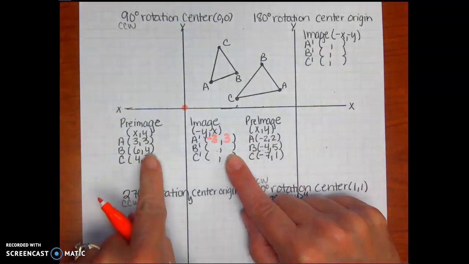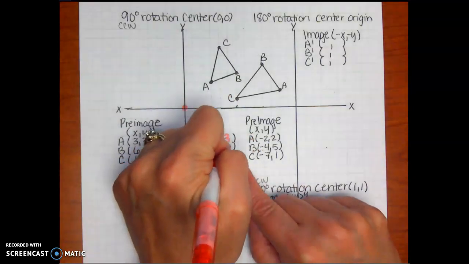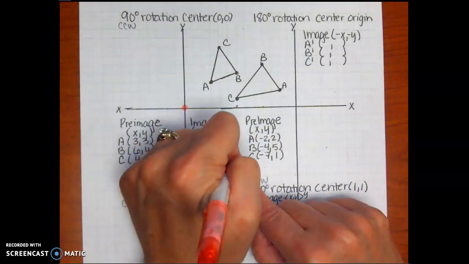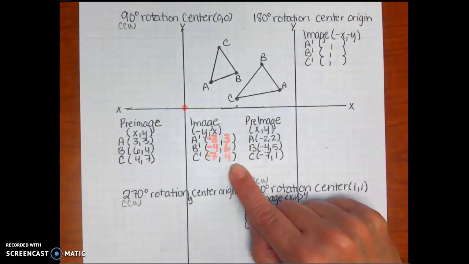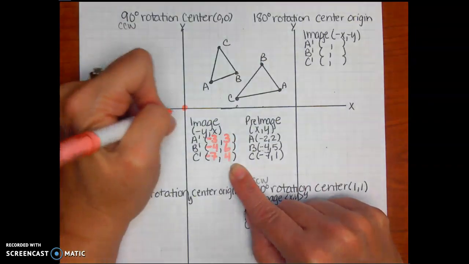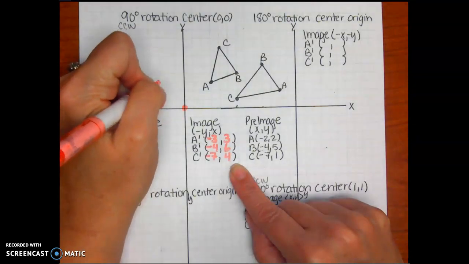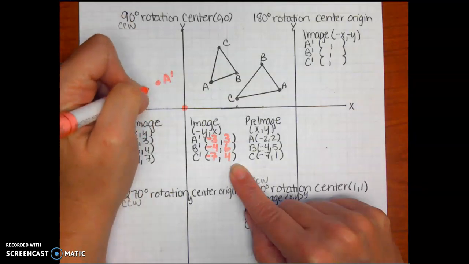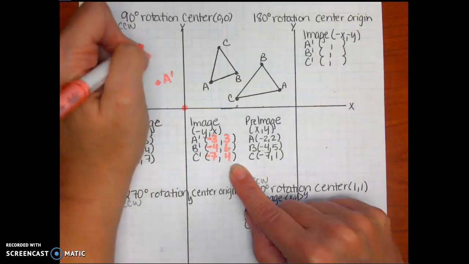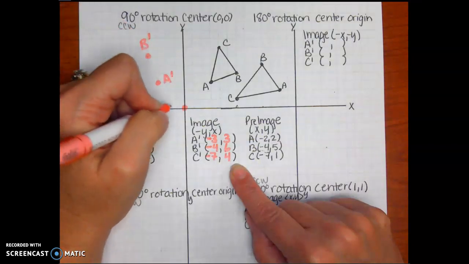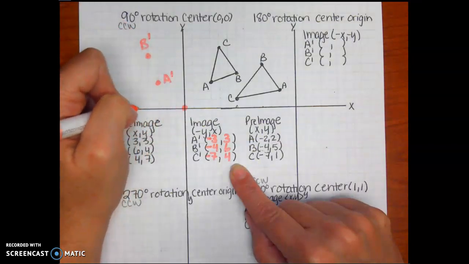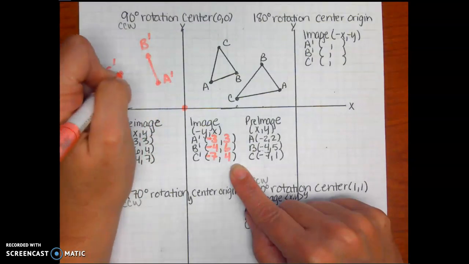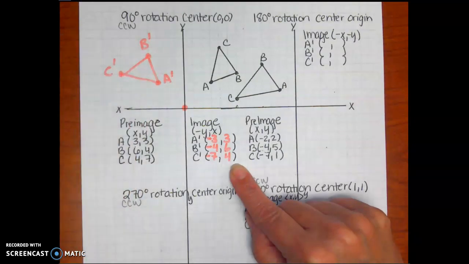-4, and 6 stays the same. -7, and 4 stays the same. So that's my mapping. Those are the points for my new image, and that's going to plot at -3, 3. There's my A prime. -4, 6. There's my B prime. And -7, 4. There's my C prime. And again, rotations preserve congruency, so they are congruent to one another.